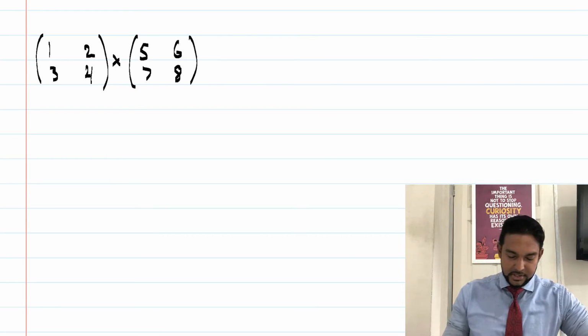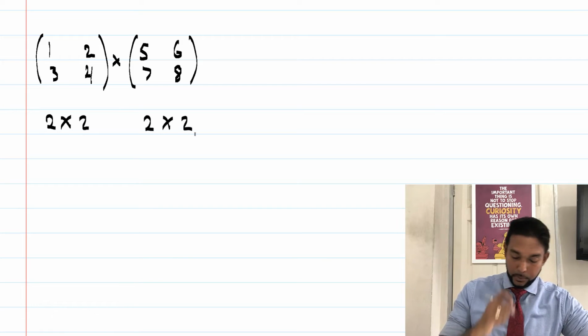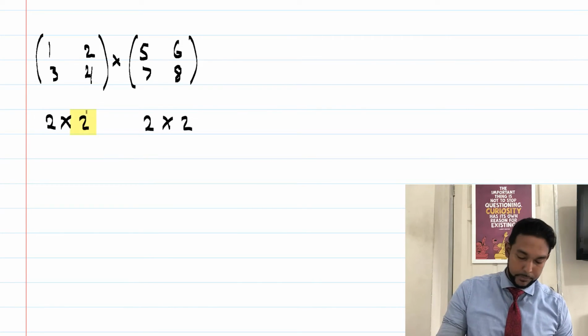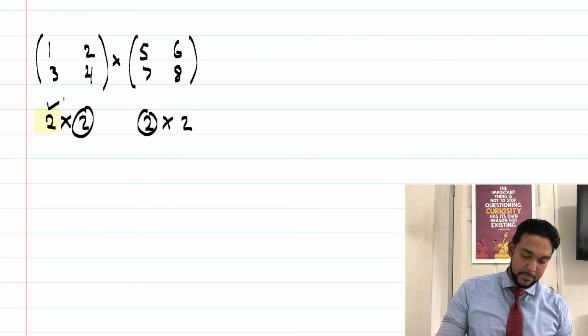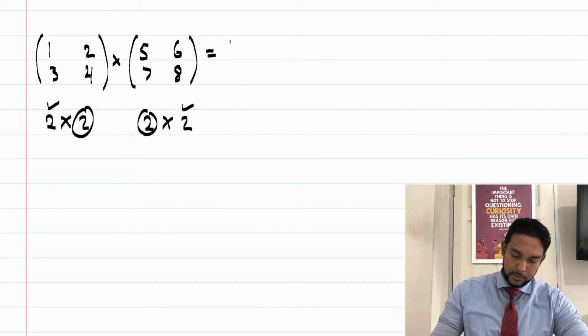Okay, so in this example, we have two 2 by 2 matrices. So we can clearly see that the number of rows is equal to the number of columns between the two matrices. The number of columns here is equal to the number of rows, and the resulting matrix will be the same 2 by 2 order. Now let's see what happens here.